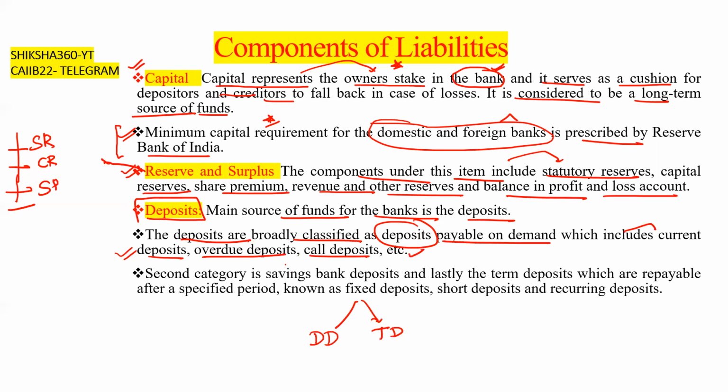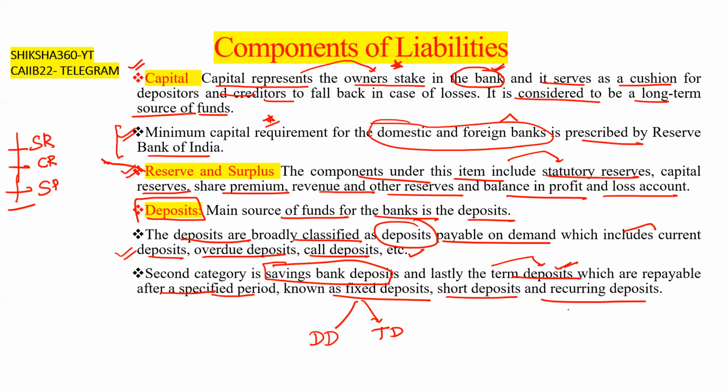The second category is the savings bank deposits, and lastly the term deposits. What is a term deposit? Term deposits are those deposits which are repayable after a specified period, and they are known as fixed deposits, short deposits, or recurring deposits.